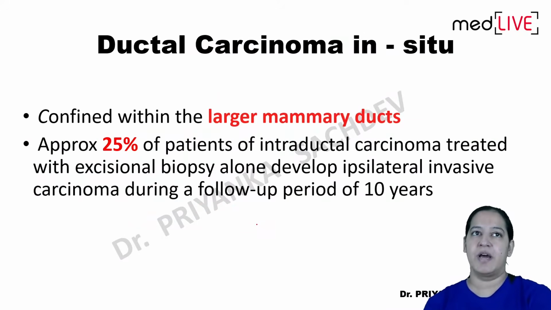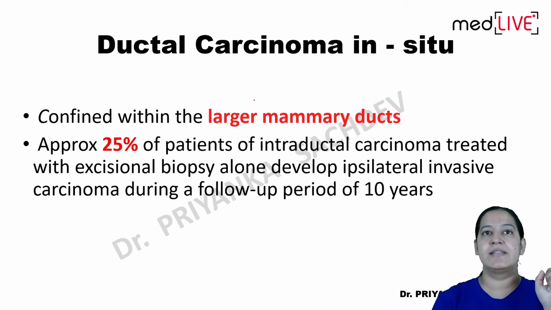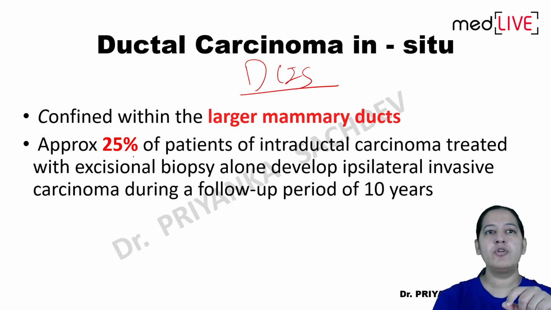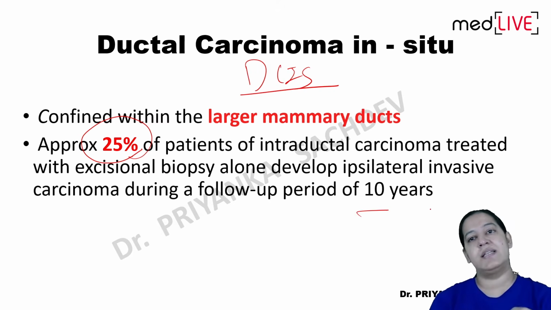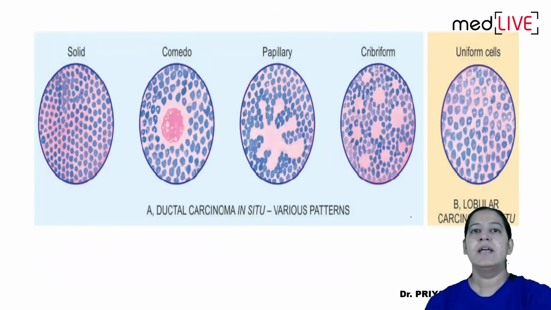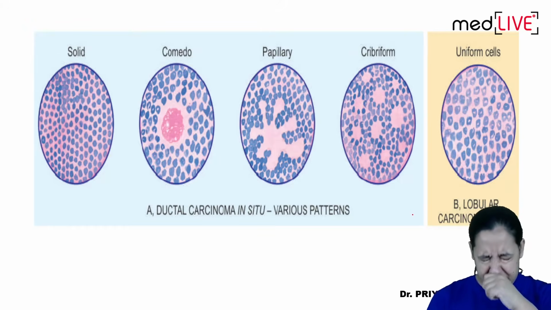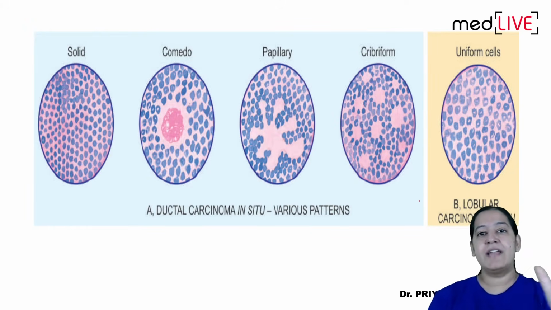First we will finish in situ. Starting with DCIS. About 25% of the patients with DCIS convert into malignancy in the next 10 years. Let's see. This is the diagram of DCIS.